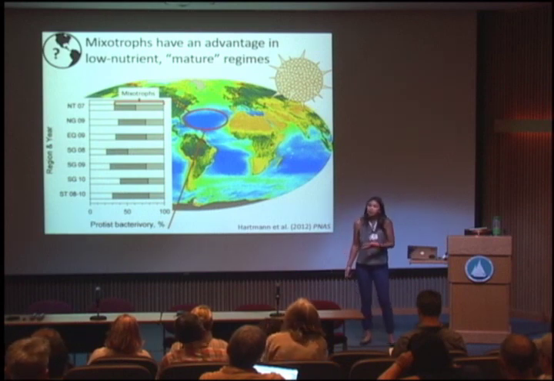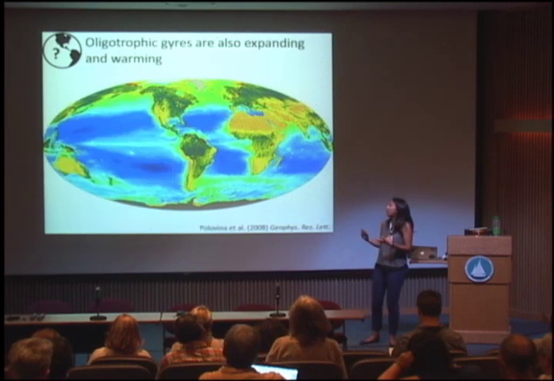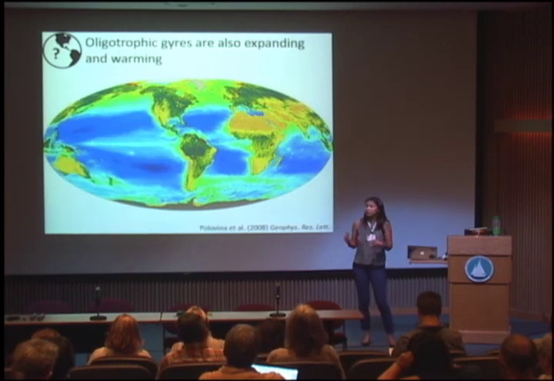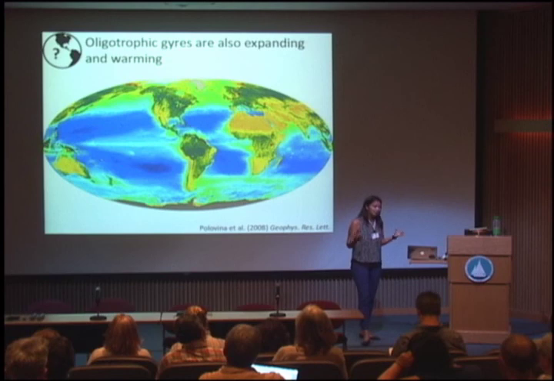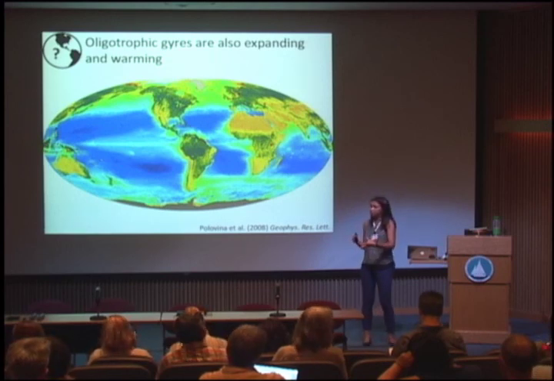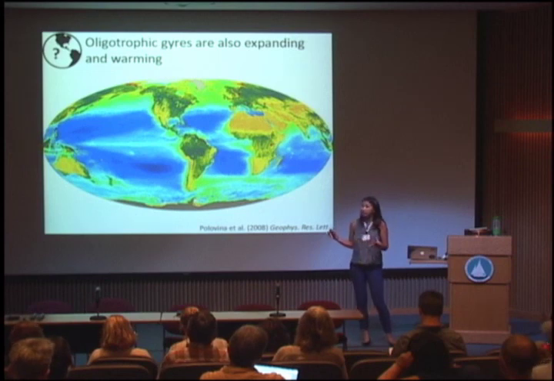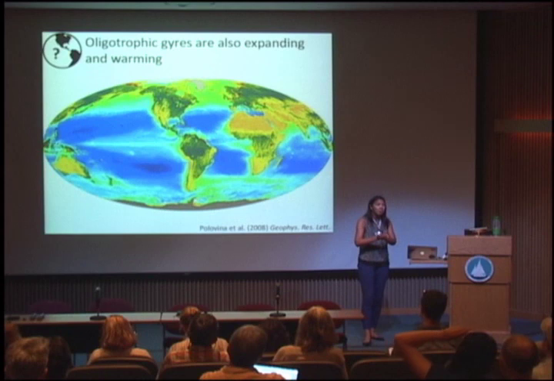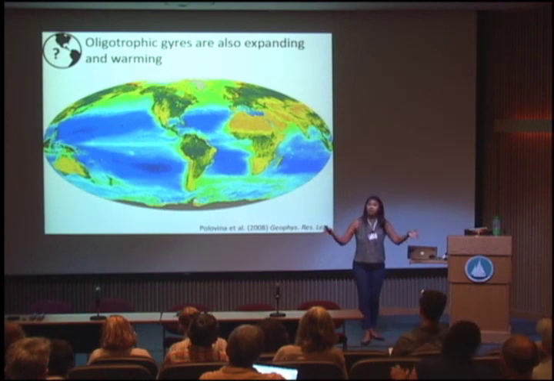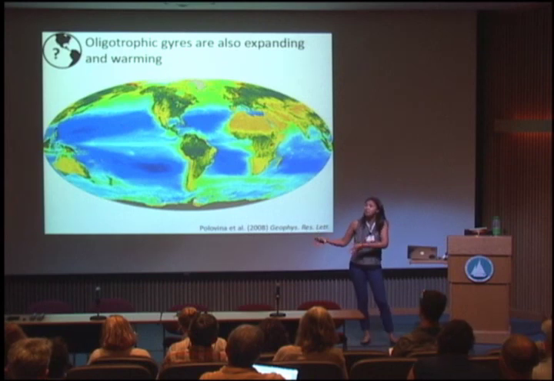And when we think about oligotrophic gyres, of course, it's impossible to not then also think about their implications from a global climatic perspective. Because we know with the Earth's changing climate that we expect these oligotrophic gyres to actually expand and also to warm. So this means not only that the geographical extent of these mixotroph-dominated ecosystems is going to increase, but also that the biology of the mixotrophs themselves will be impacted.